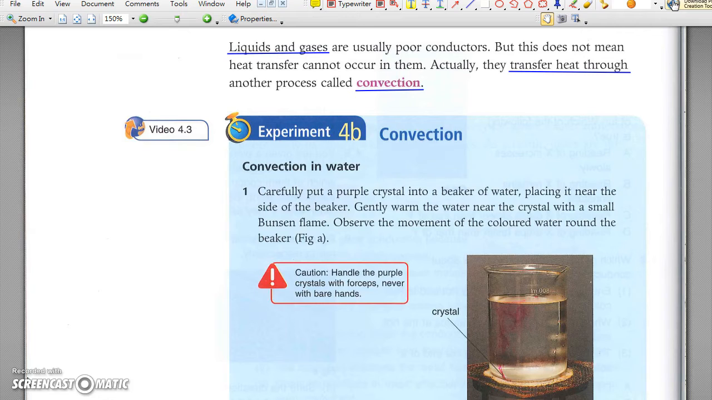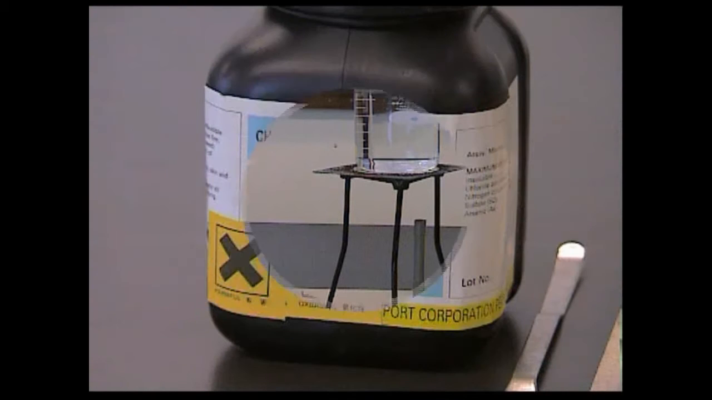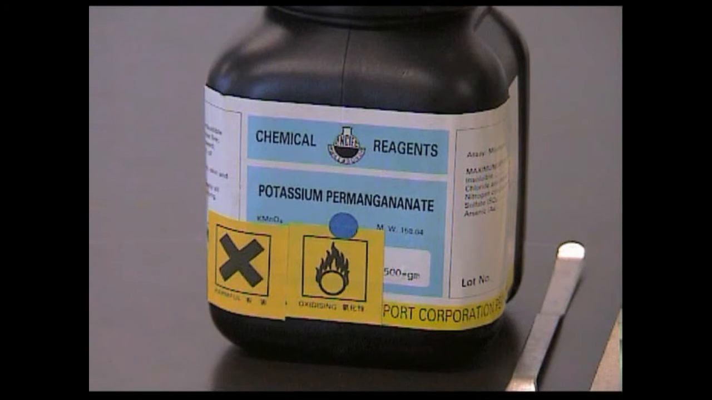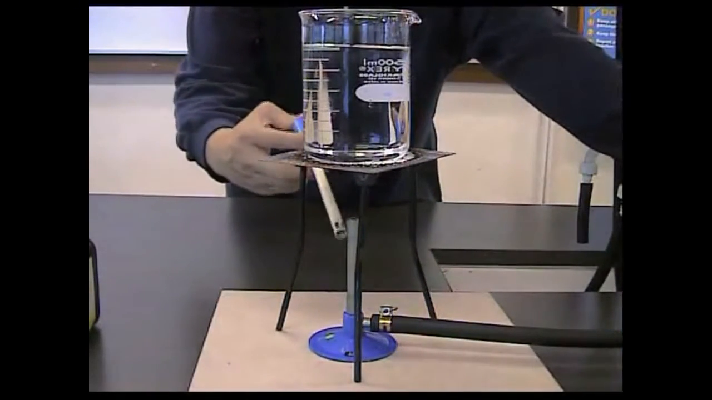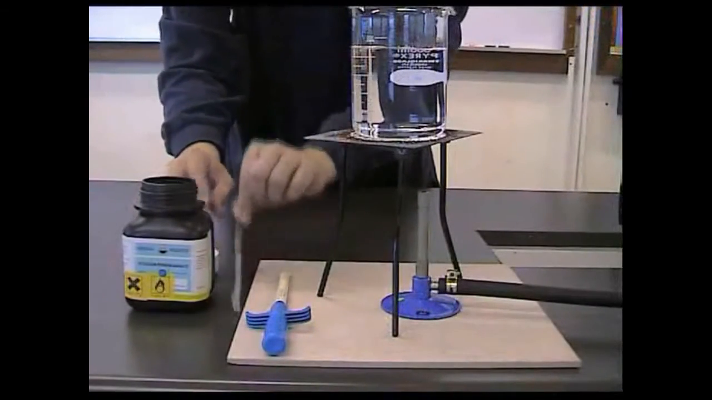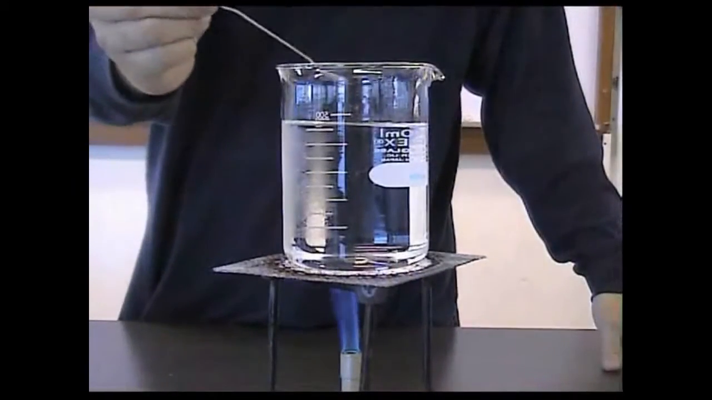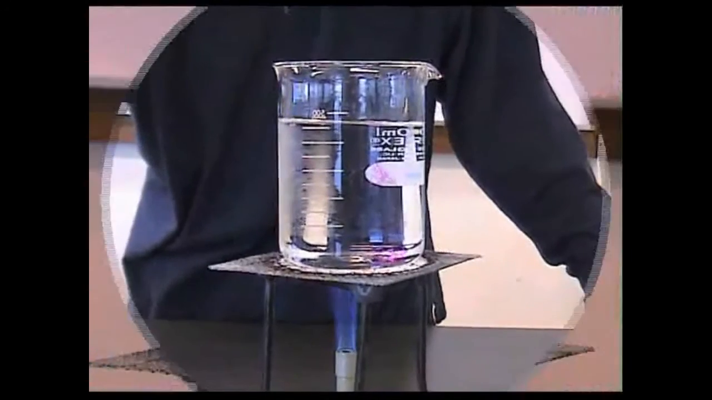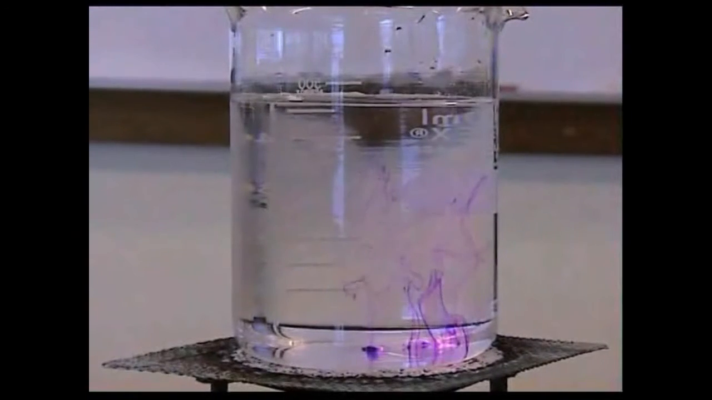Experiment 4b. Convection. Gently warm the water with a small Bunsen flame. Carefully put a purple crystal into a beaker of water near the side. Observe the movement of the colored water round the beaker.